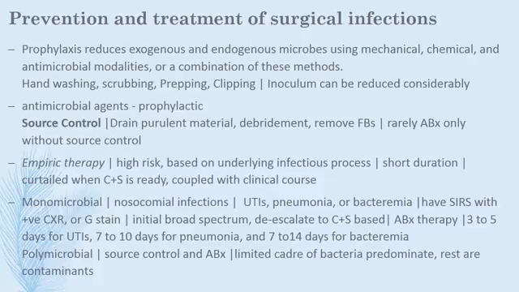The general idea for the prevention of surgical infections is taking good technique of prophylaxis. For example, hand washing, scrubbing preoperatively, prepping the patient's skin, and clipping as opposed to using a razor. All these can actually reduce the dose of the inoculum and can prevent the infection. When it comes to using prophylaxis, mechanical methods, chemical methods, or a combination of all of these are equally effective.